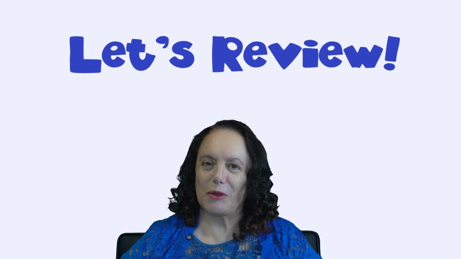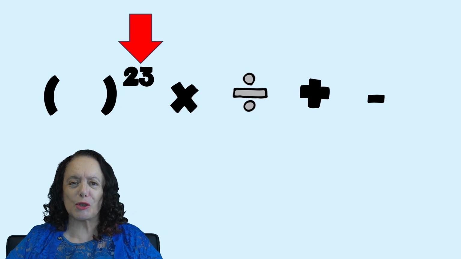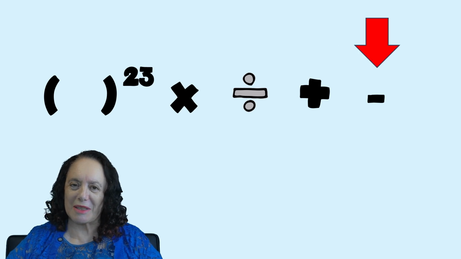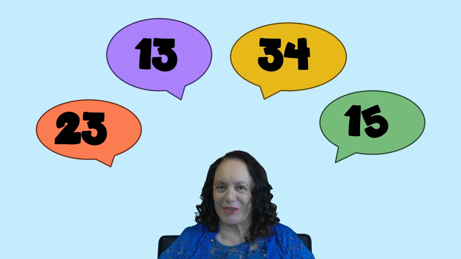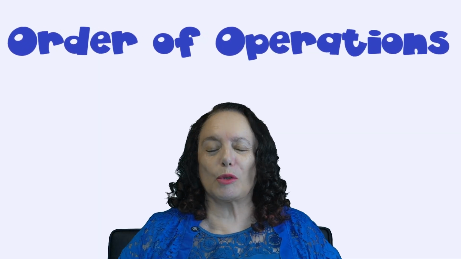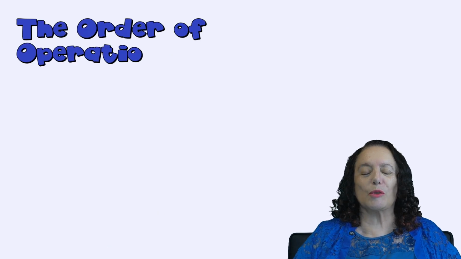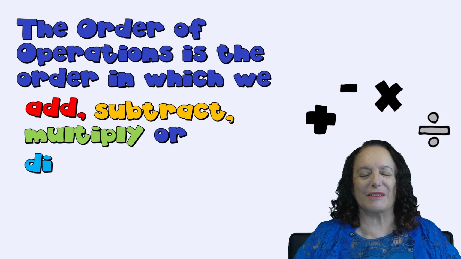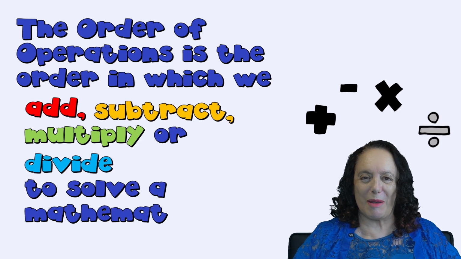Now, let's review. In math, there is a certain particular order that we work mathematical problems. Without this order, it's possible that we all could get different answers. The order that we use to simplify expressions in math is called the order of operations. The order of operations is the order in which we add, subtract, multiply, and divide to solve mathematical problems.